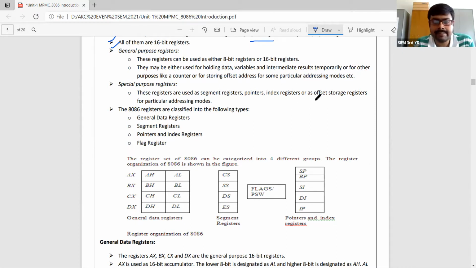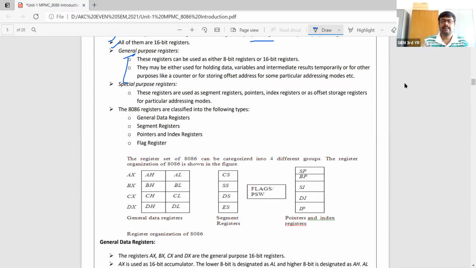In the case of the general purpose registers, they give two broad classifications. First, these registers can be used as either 8-bit registers or 16-bit registers. Point number two, they may be used for holding data, variables, and intermediate results. So these are the different tasks: they can hold data or variables, whatever it may be.